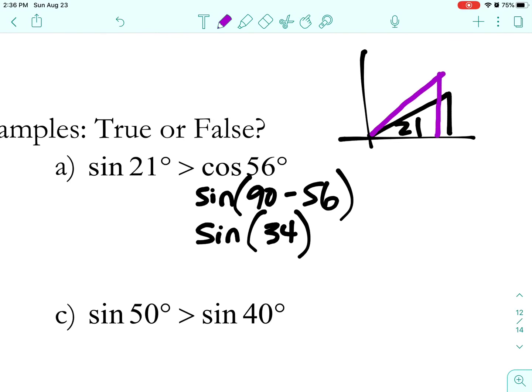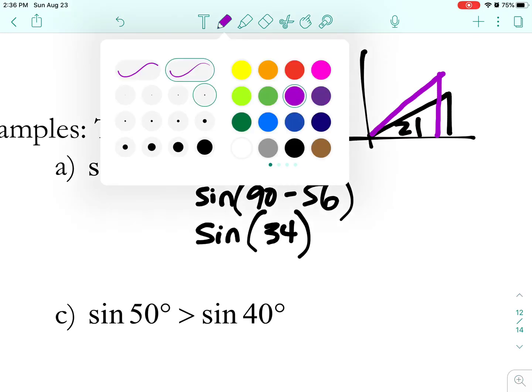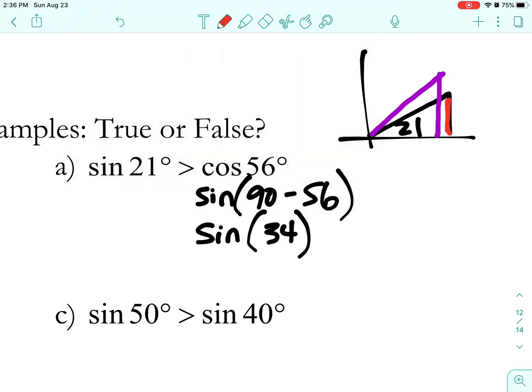Can you compare those y values? Can you compare this y value to this one? Because it's sine, so remember that's the y value. So which y value is bigger? This one is smaller than this one. So remember, the bigger the angle, the bigger the y value. So that makes this false.